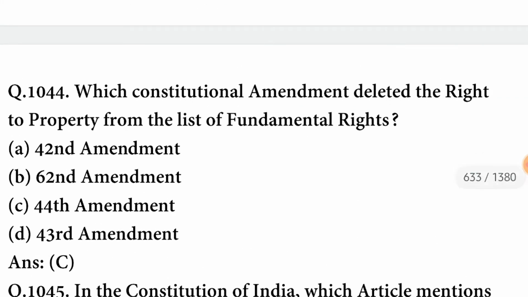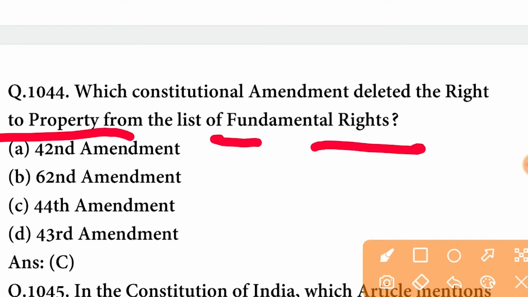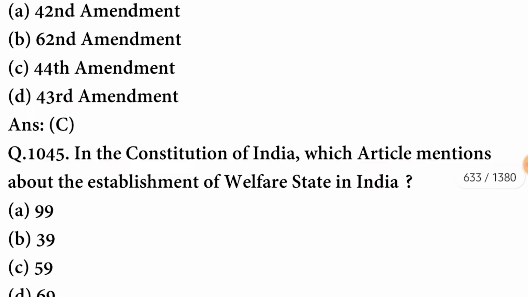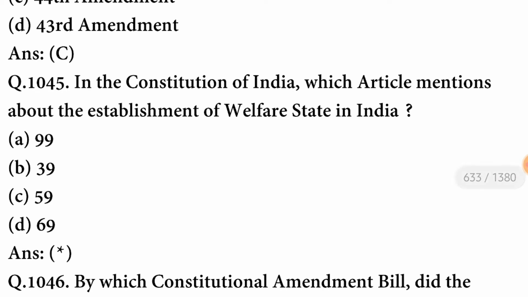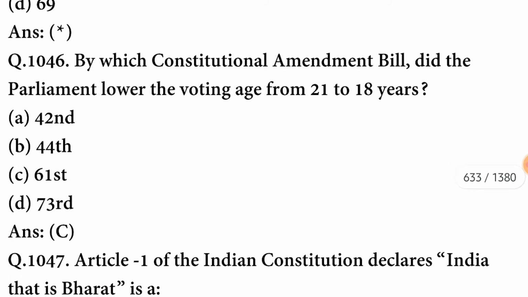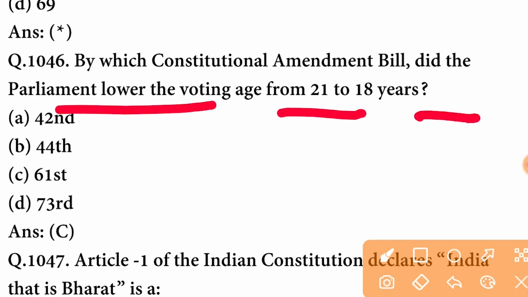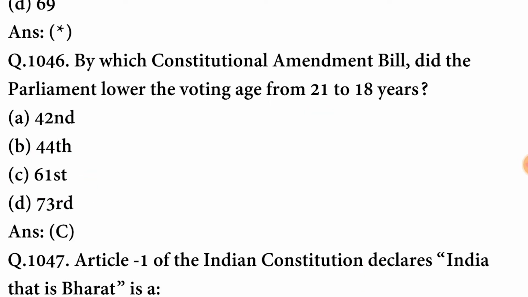Which constitutional amendment deleted the right to property from the list of fundamental rights? The amendment was the 44th Amendment. C option is correct. In the Constitution of India, which article mentions the establishment of welfare of India? This question will be answered by you in the comment section. By which constitutional amendment bill did the Parliament lower the voting age from 21 to 18? The amendment was the 61st Amendment.